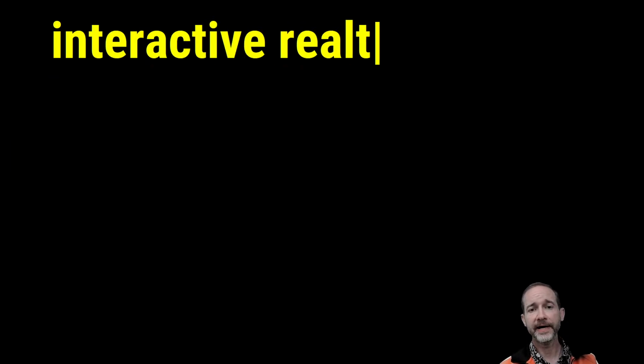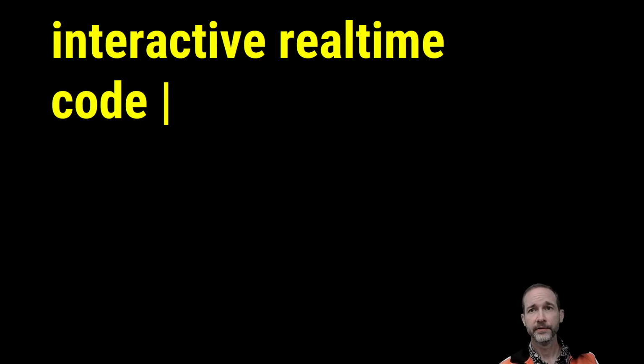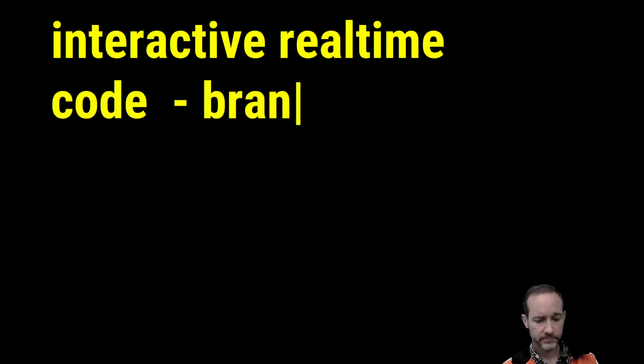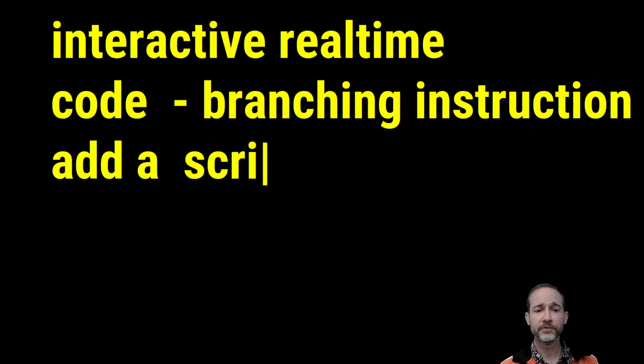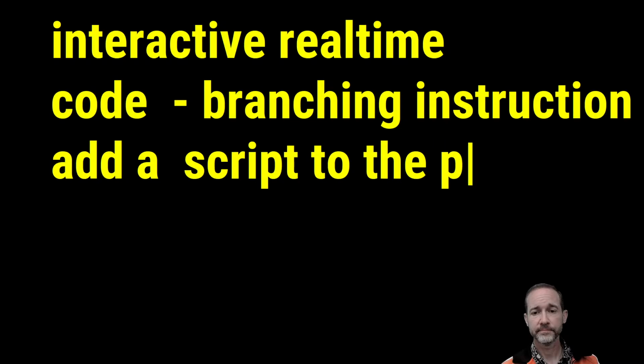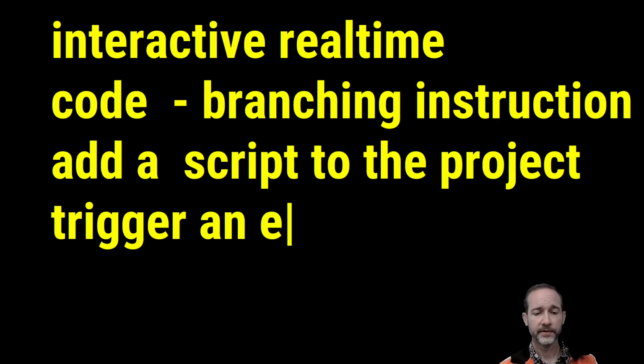Anytime we have interactive, real-time stuff happening, this is going to require code. This is what code is. It's some sort of branching instruction. This could happen or that could happen is one of the simplest versions of that, right? And in our case, again, we're not going to concoct this out of nothingness right now. We are going to add a script to the project that's going to let us trigger an event.